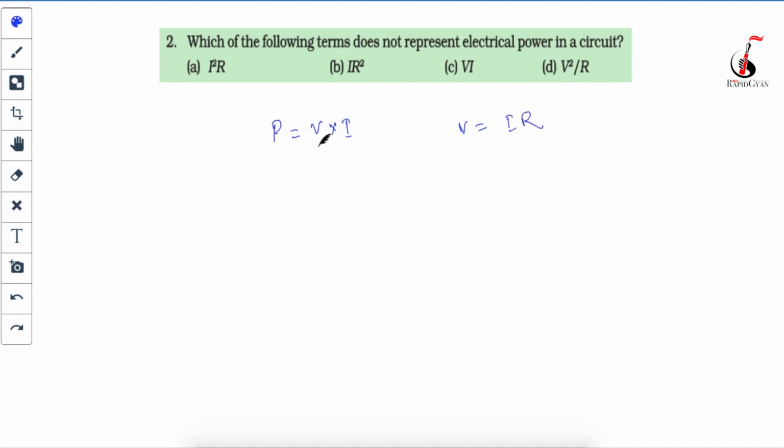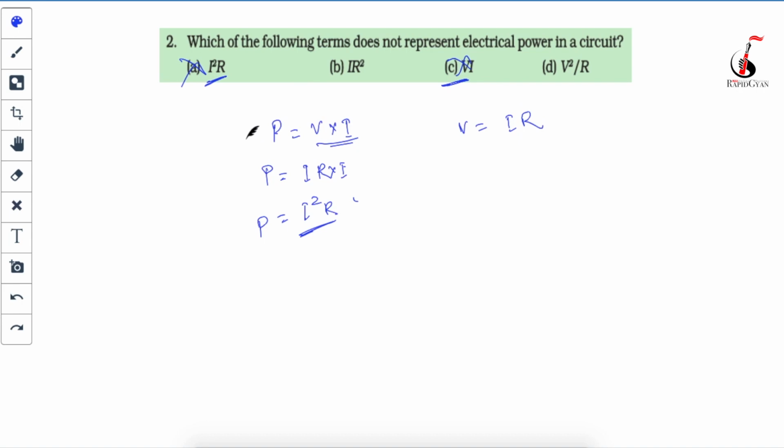So can I replace the value of V over here? Can I write P is equal to I into R multiplied by I? So I and I will become I square, so this will become I square R. So this V into I is already here, I square R is already here. So two have gone.